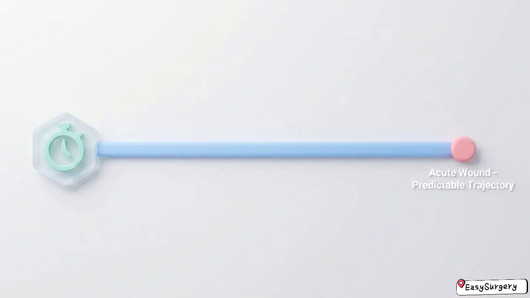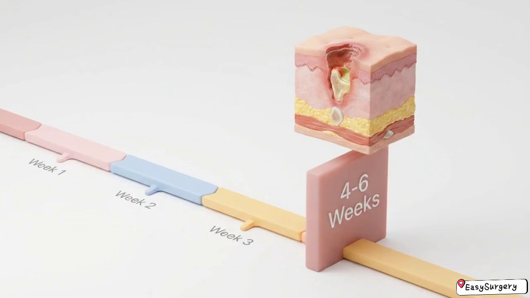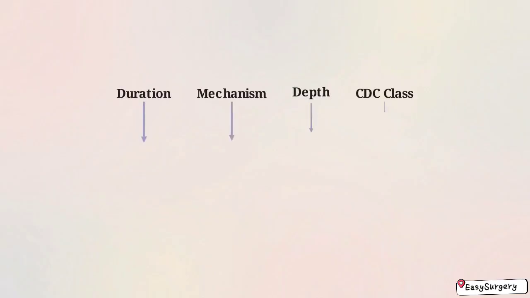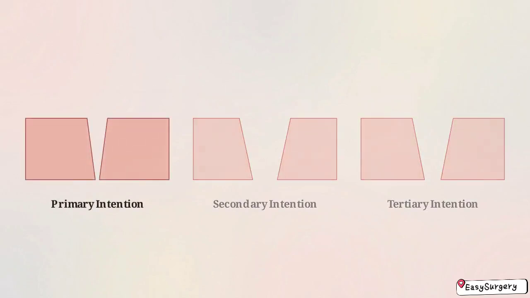We must also measure the dimension of duration. Acute wounds follow a predictable biological timeline, while chronic wounds like diabetic or venous ulcers fail to progress after 4 to 6 weeks due to severe physiological impairments. By calculating the duration alongside mechanism, depth, and the CDC contamination class, a surgeon selects one of 3 specific pathways for healing. The first pathway is primary intention.